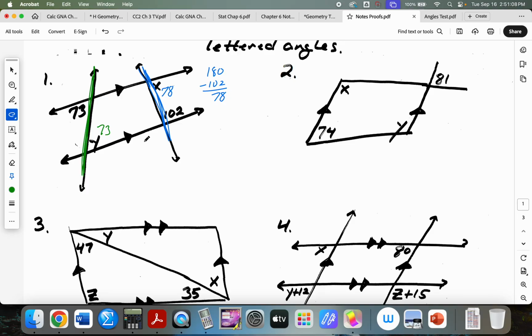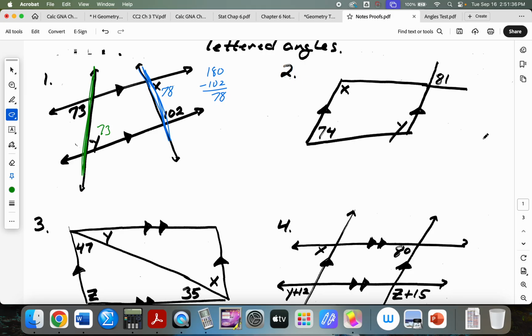So this is probably most of the problems on the next test that involve this kind of thing. You're going to have to decide which angles are actually related to one another. So on this problem, is x related to the 81, or is x related to the 74? Which one is it? The 81.